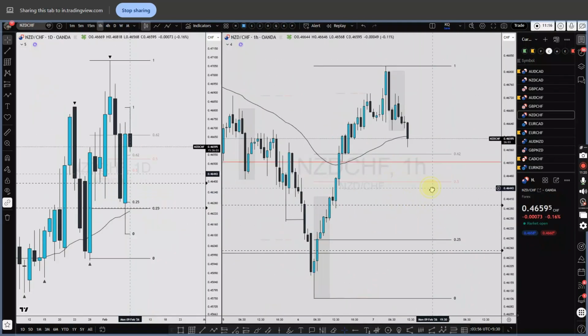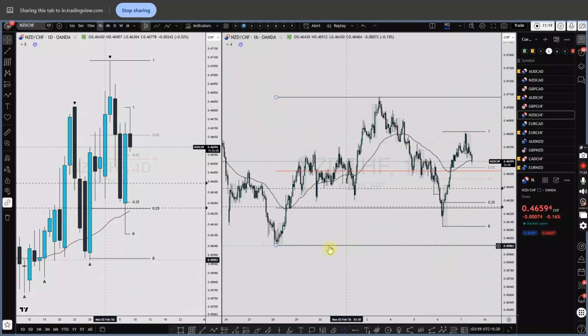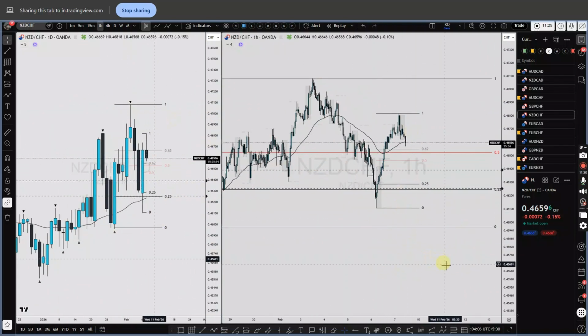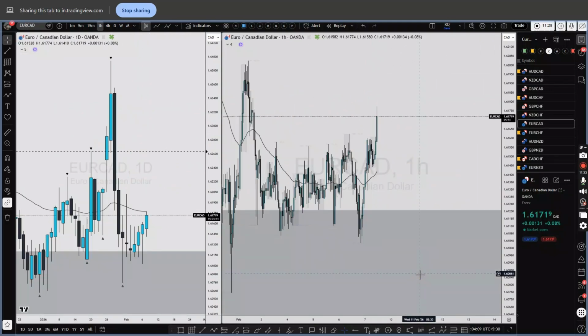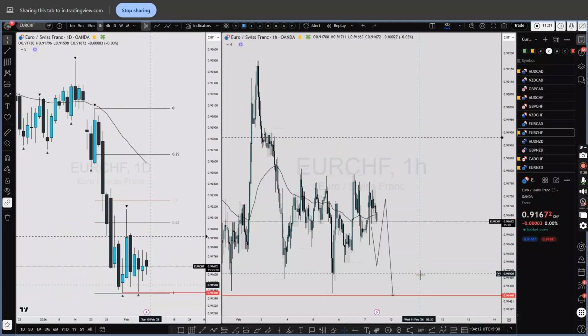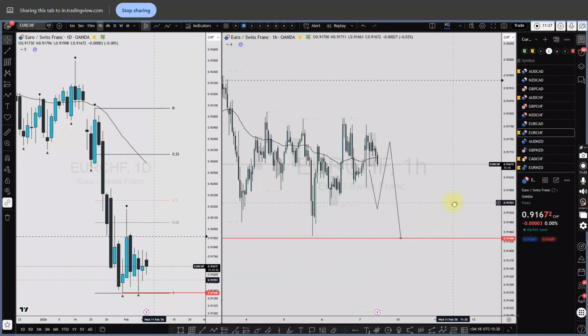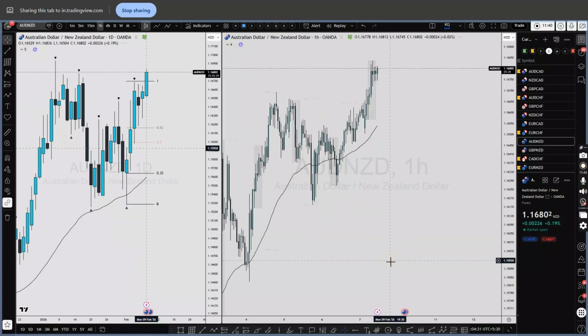NZD CHF, it's clean. We're bouncing from this level and targeting these highs. I'm waiting for a deeper correction so that I can start looking for longs. EUR CAD, there is nothing. Euro CHF, we're waiting for a breakout structure towards downside below this low so that I can start looking for shorts here, targeting this low.